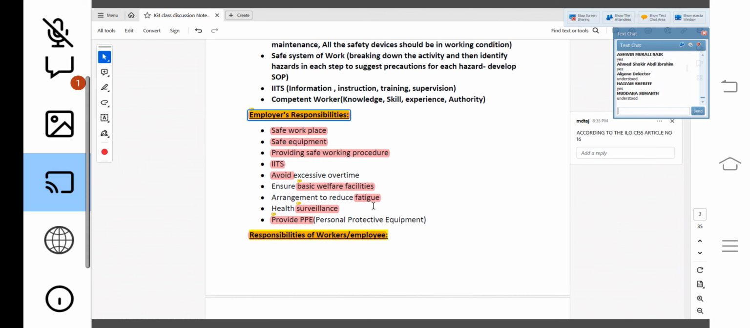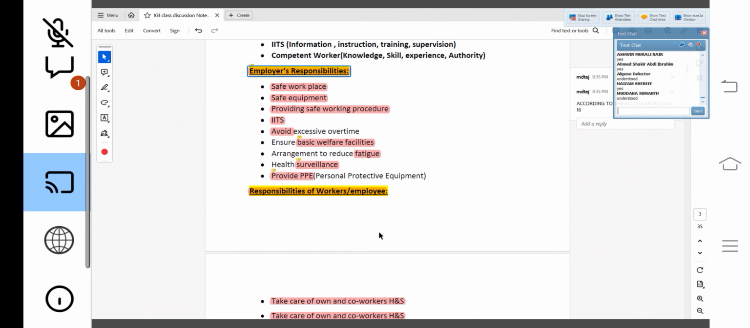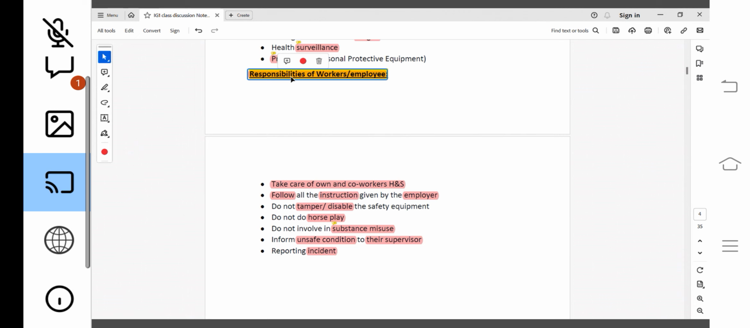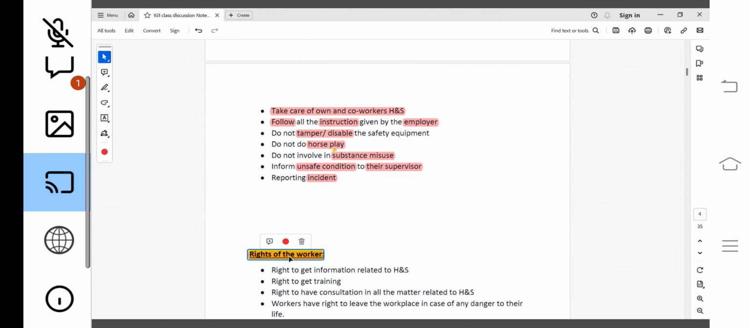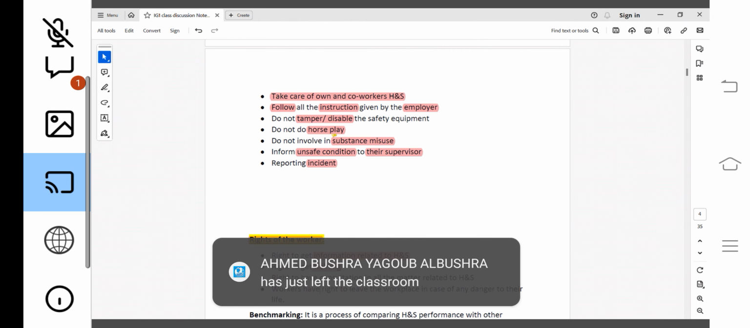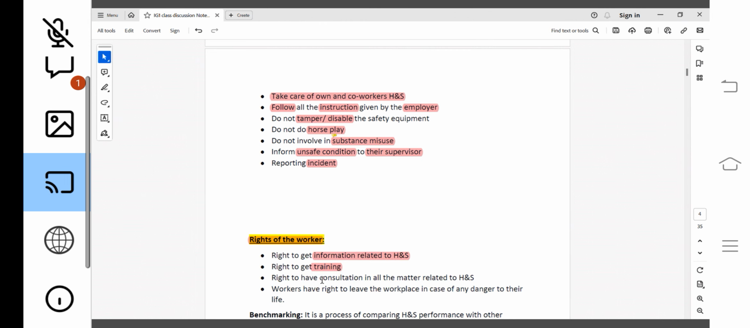There is a difference between workers' responsibility and workers' right. A right is something that must be given to the workers. They have a right to certain things. Workers have the right to get health and safety related information, and the right to get health and safety training. Worker has the right to leave. The worker also has a right to have consultation.